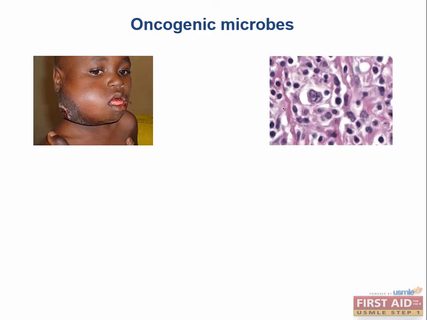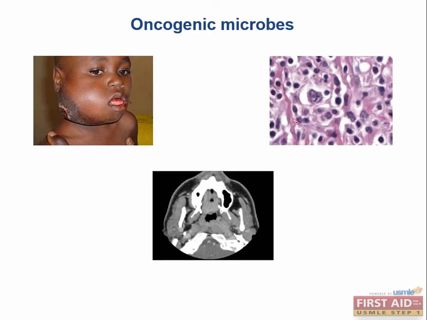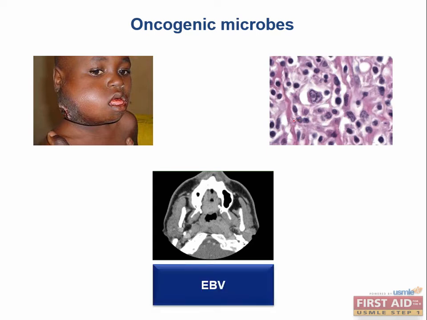All right, so what else is associated with EBV? It's of the nasopharynx. It is nasopharyngeal carcinoma. Very good. Okay, Epstein-Barr virus.